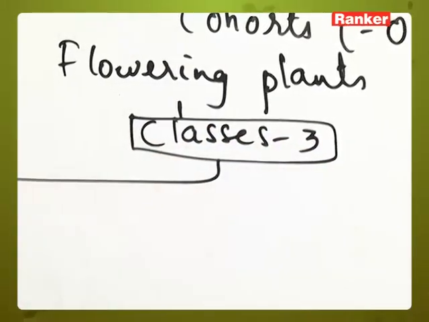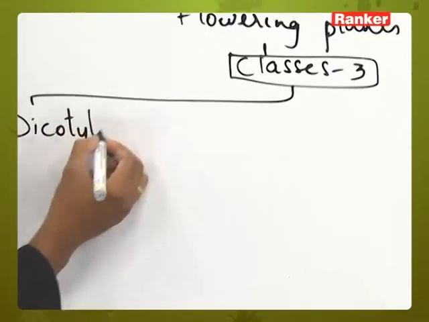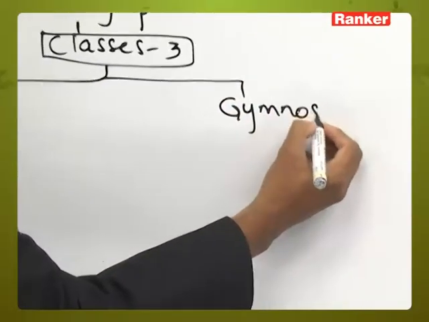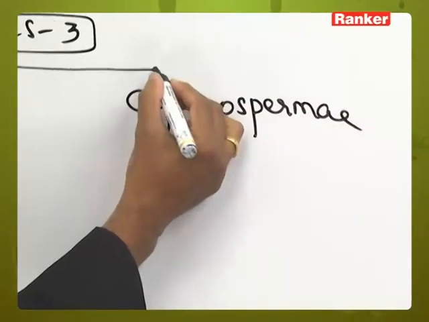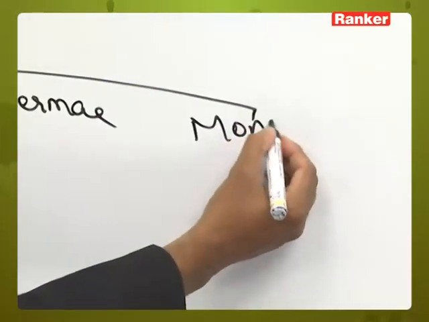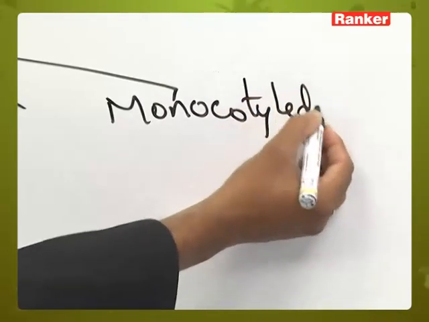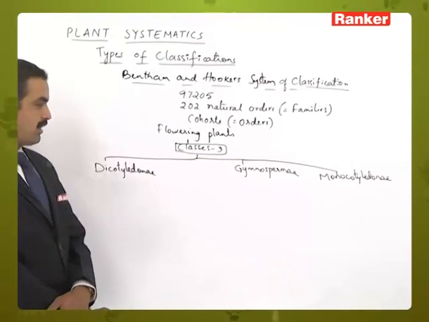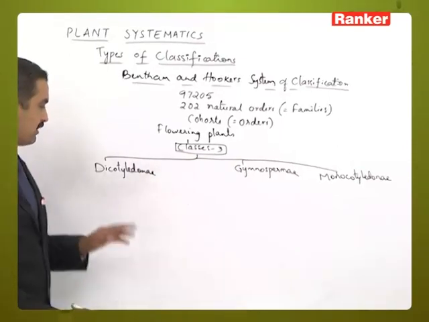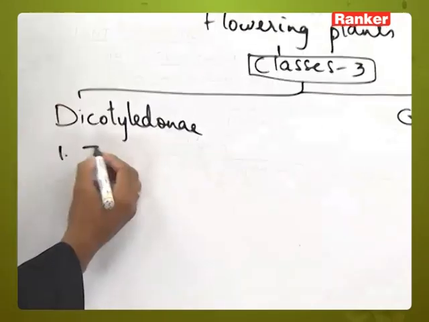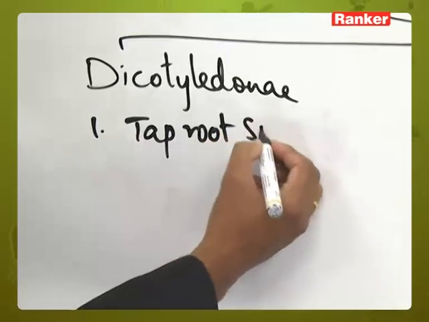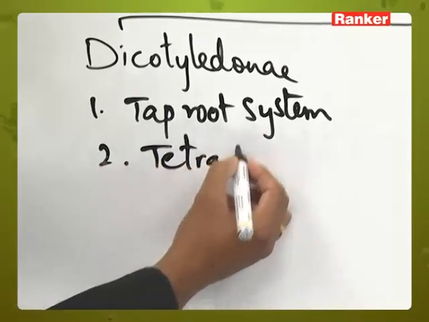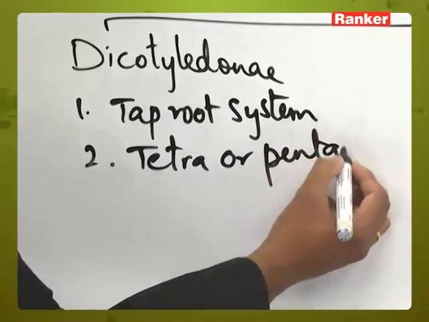Those 3 classes are Dicotyledonae, Gymnospermae, and the third one is Monocotyledonae. So here the characters vary between the 3 classes. The first one, dicots, show a taproot system, and mostly tetramerous or pentamerous flowers.